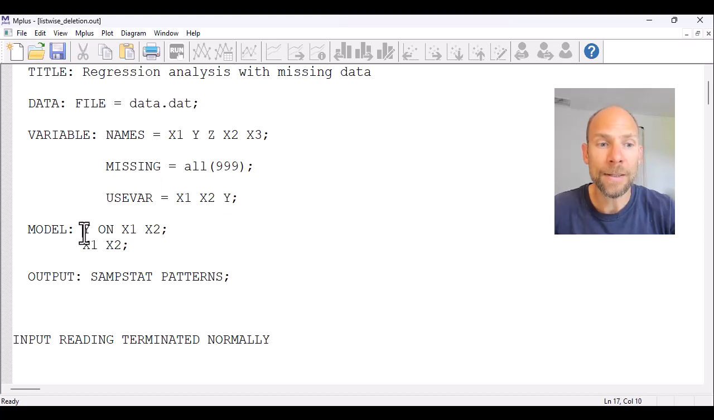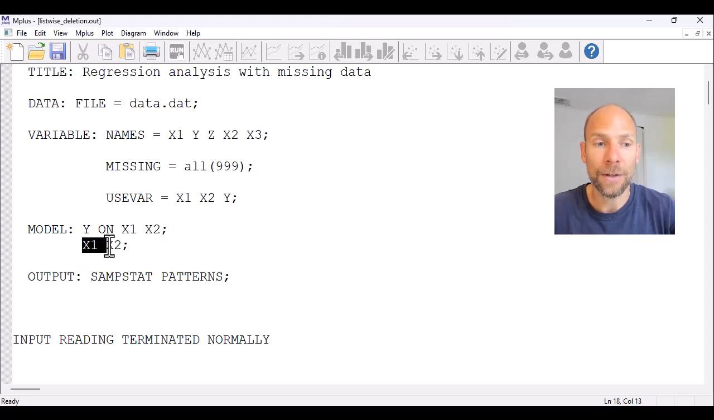The model is a multiple regression model with 2 predictor variables, x1 and x2. So it's a 2 predictor model. It's a linear regression of continuous variable y on 2 predictor variables, x1 and x2.